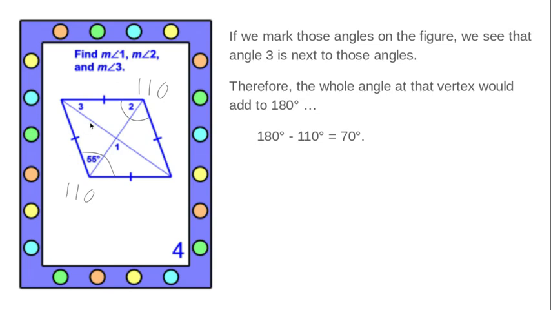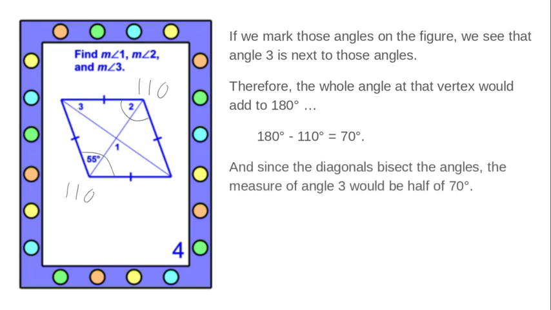Now, I also know that in a rhombus, the diagonals bisect the angles. So if this whole angle is 70 degrees, then this, where angle 3 is marked, will be half of that because the diagonals bisect the angles. So half of 70 is 35. So the measure of angle 3 would be 35 degrees.